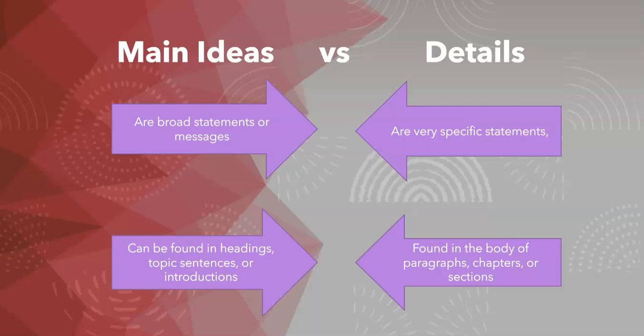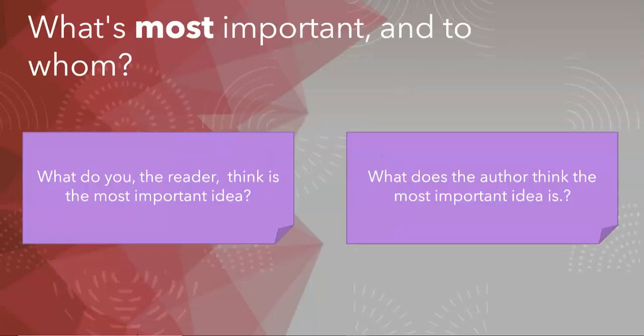Right? Now that we have that difference hammered out, let's look at a specific strategy in determining what is most important. To do that, we're going to ask ourselves what's most important and to whom is it important. So this strategy involves 2 people. It involves us, the reader, and it involves the author. So what do you, the reader, think is the most important idea? Then we're going to ask ourselves, what does the author think the most important idea is?